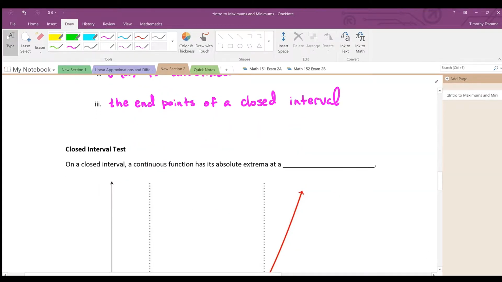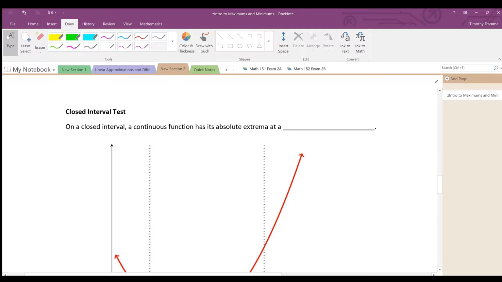And this brings us to the closed interval test. So on a closed interval, a continuous function has an absolute extrema at a critical number. So this is nice. Again, we need it to be a continuous function, at least over the interval that we're concerned with, and it needs to be a closed interval. If we have those two conditions met, we will have both an absolute minimum and an absolute maximum over that interval.